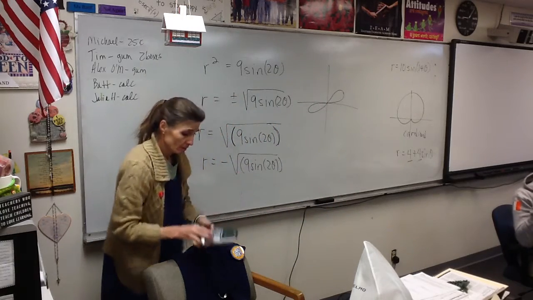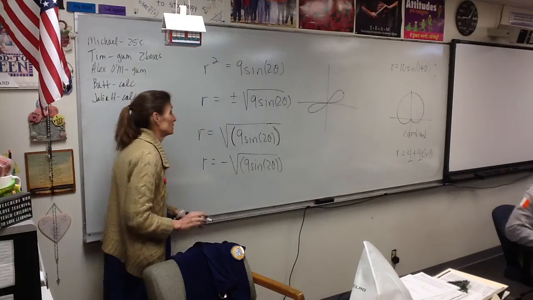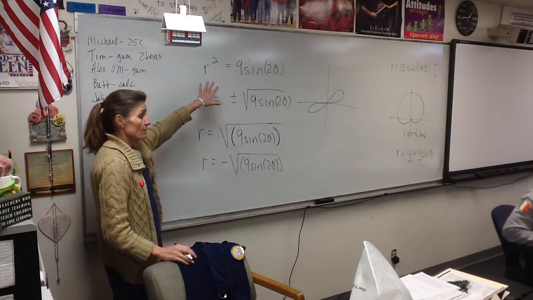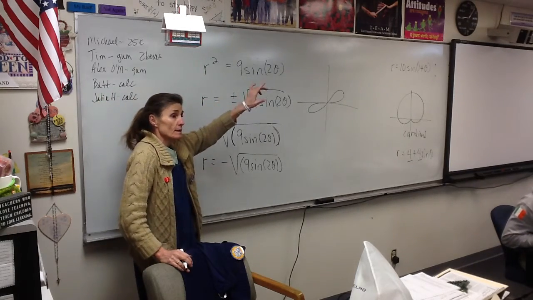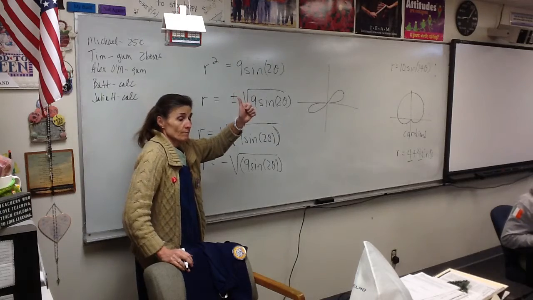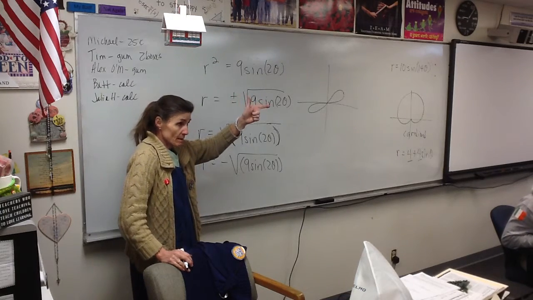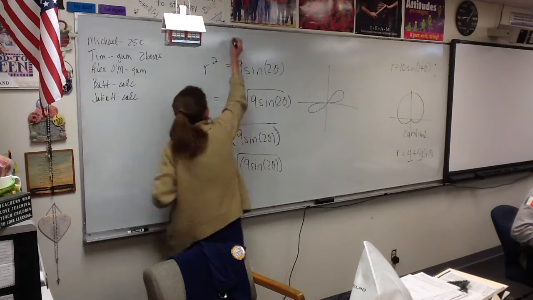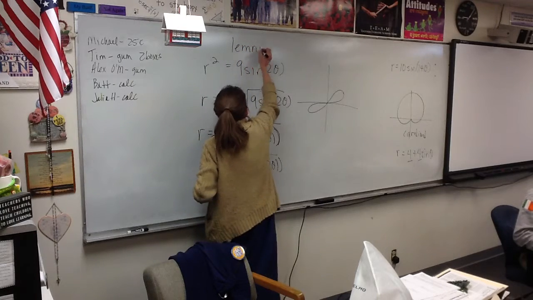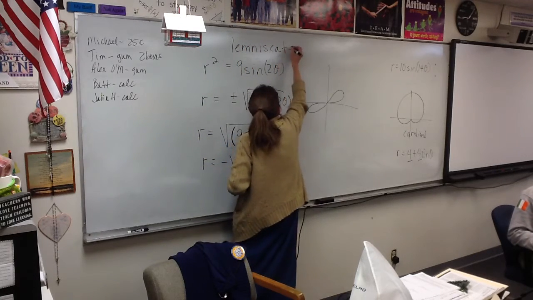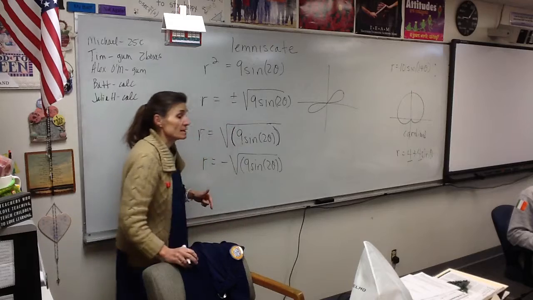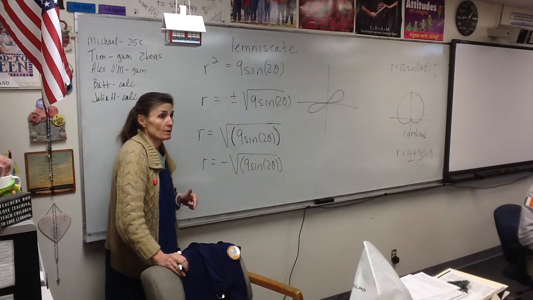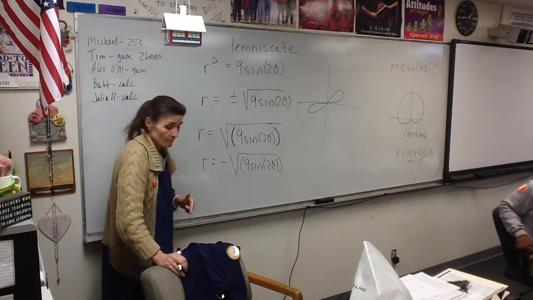Okay. I typed it incorrectly. This curve is not a rose, and it's certainly not a limaçon. This is called a lemniscate. A lemniscate is a figure 8.